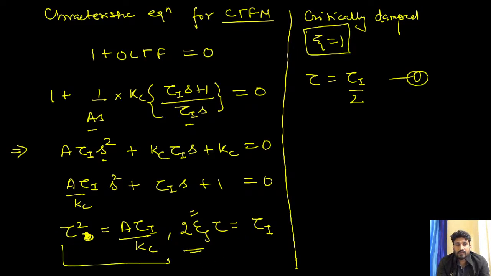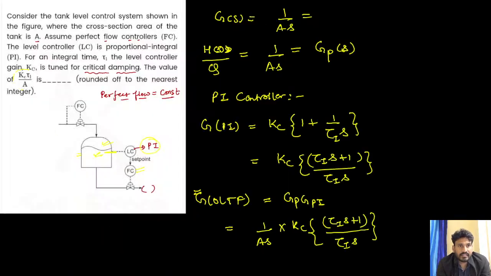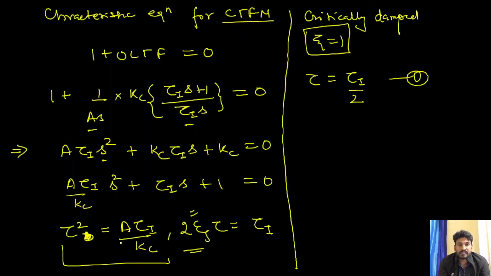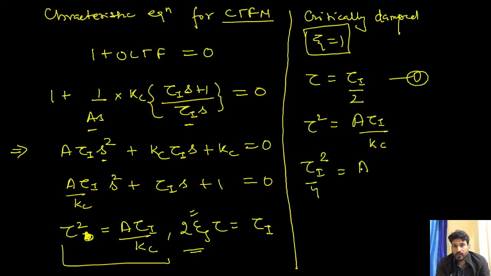Okay, now this equation, because I need this value. I need this kc tau I a value, this kind of value I have to calculate. Tau square is equal to a tau I divided by kc. What is the tau I? Tau I is my tau I by 2, so it is my tau I square divided by 4 is equal to a tau I divided by kc.